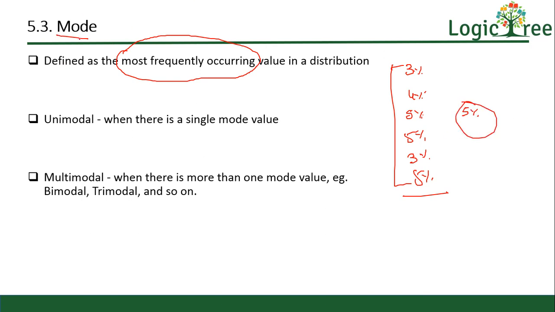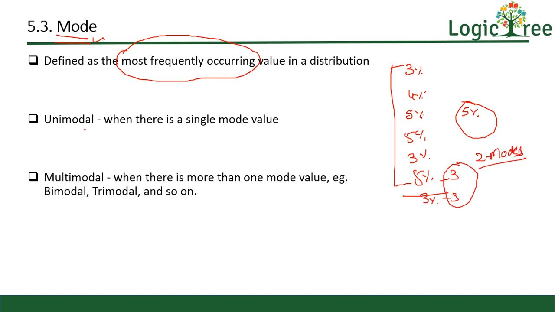So that represents my mode. So let's say I have another observation of 3%. So now 5% is repeating 3 times and 3% is also repeating 3 times. In this case, we have 2 modes.